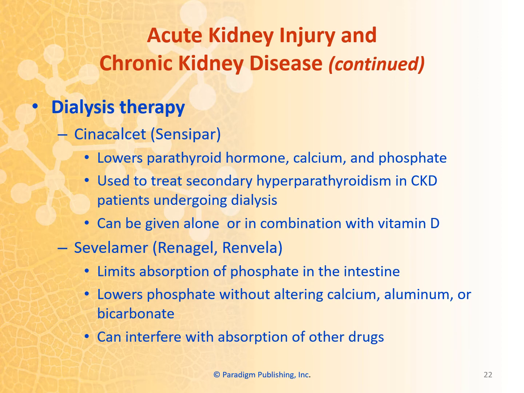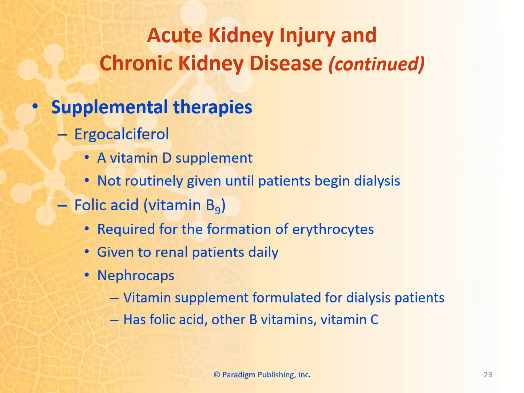There are different dialysis therapies. Sensipar lowers parathyroid hormone, calcium, and phosphate. It's used to treat secondary hyperparathyroidism in CKD patients undergoing dialysis, and it can be given alone or in combination with vitamin D. Renvela limits absorption of phosphate in the intestine and lowers phosphate without altering calcium, aluminum, or bicarbonate. It can interfere with absorption of other drugs, though.